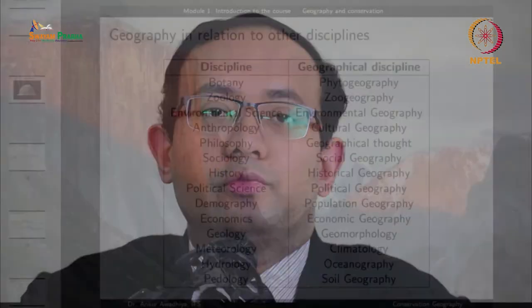It looks at any feature, any phenomenon that varies over an area. And there we can ask these three questions: what is varying, where is a particular feature found, and why is it found where it is found.